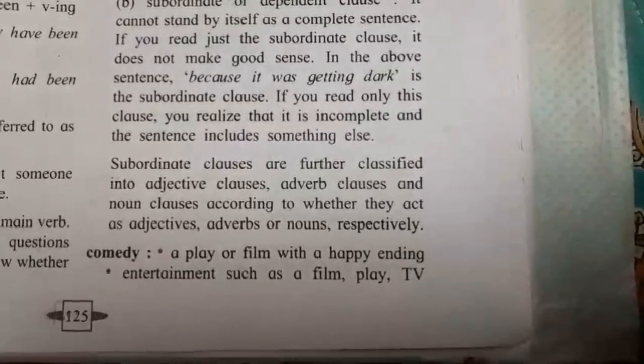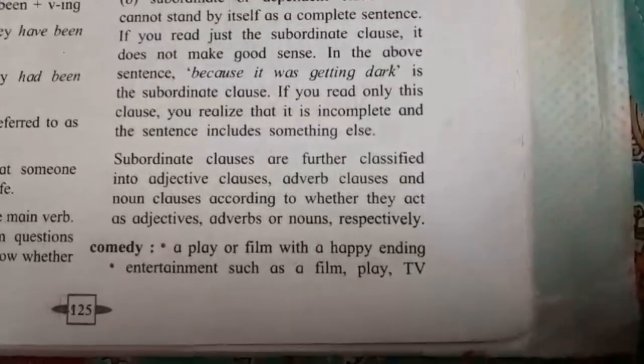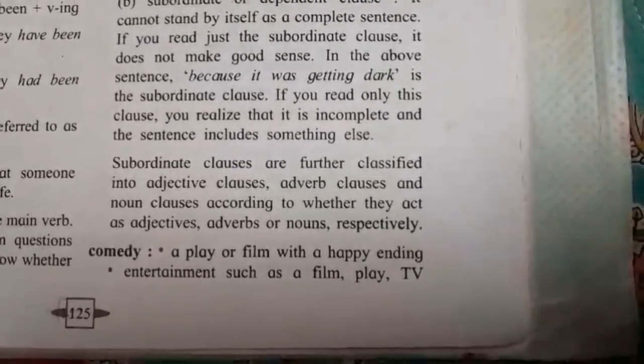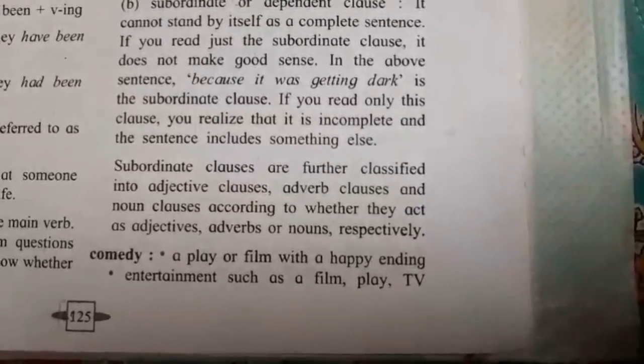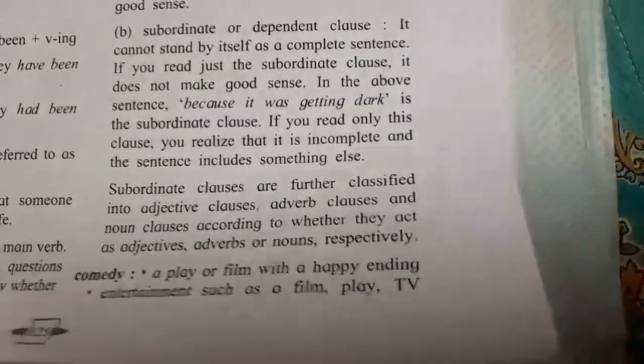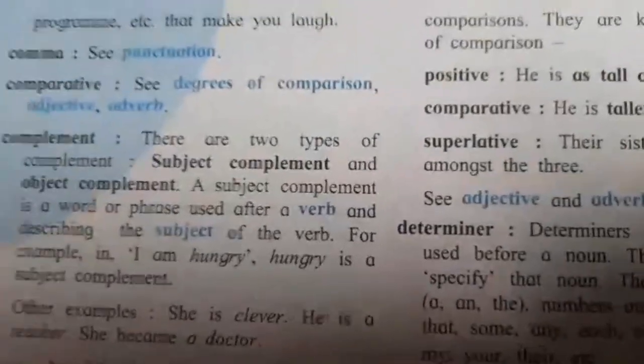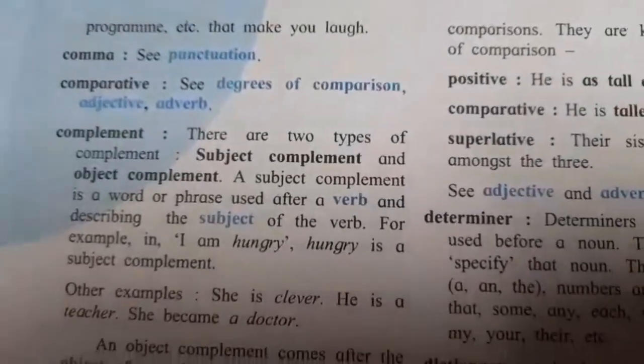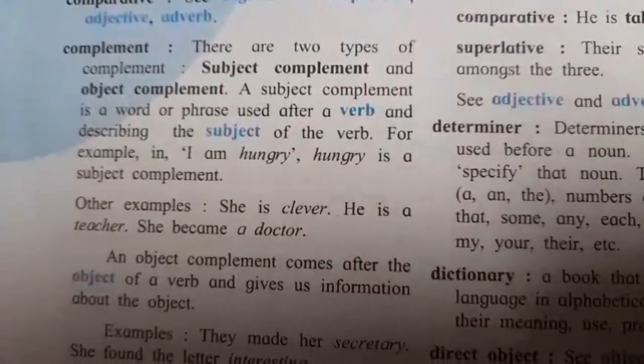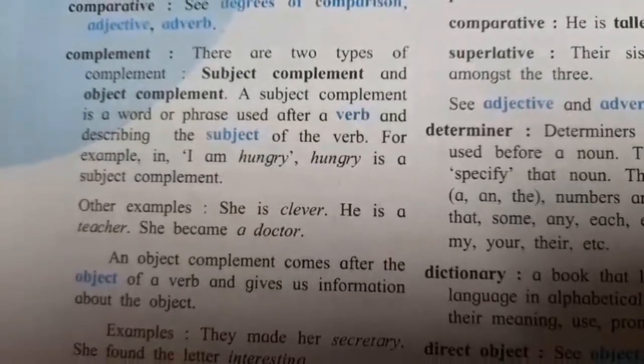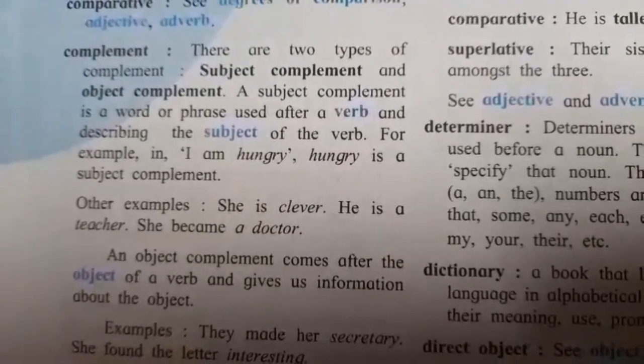adverbs, or nouns respectively. Now, what is comedy? As we all know, a play or film with a happy ending, entertainment such as film, play, TV program, etc., that makes us laugh. And then we are going to look at complement. There are two types of complement: subject complement and object complement.